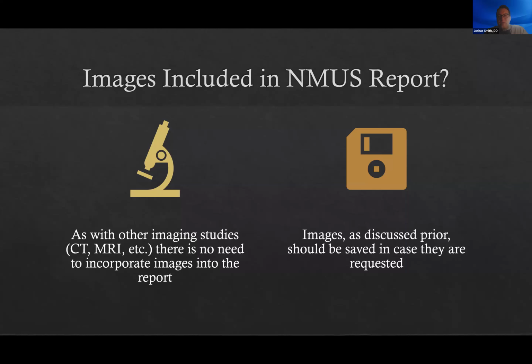And then you're just like, well, do I have to include pictures in the neuromuscular ultrasound report? Like, if I'm doing this, do I have to somehow get an image into it? As with other imaging studies, CT, MRI, there's no need to incorporate images into the report. However, as discussed prior, you do need to have the images saved somewhere. So if someone ever requested it, let's say you did it for a surgeon, a hand surgeon, orthopedic surgeon, and they say, I'd really like to see what you were talking about, or you mentioned there was a cyst and I wanted to see it in preparation for my surgery.